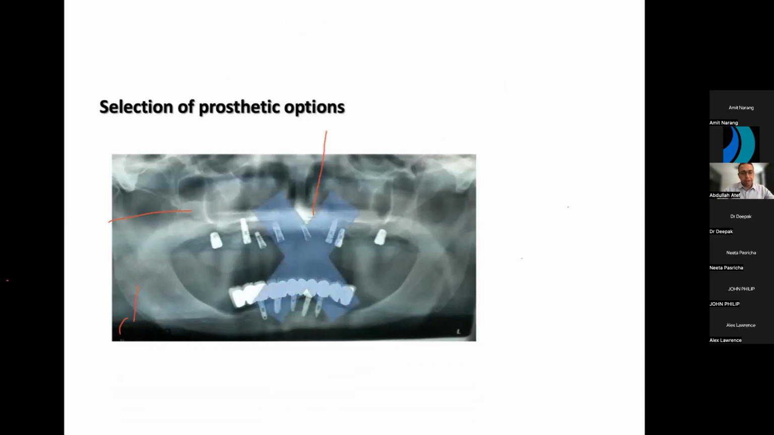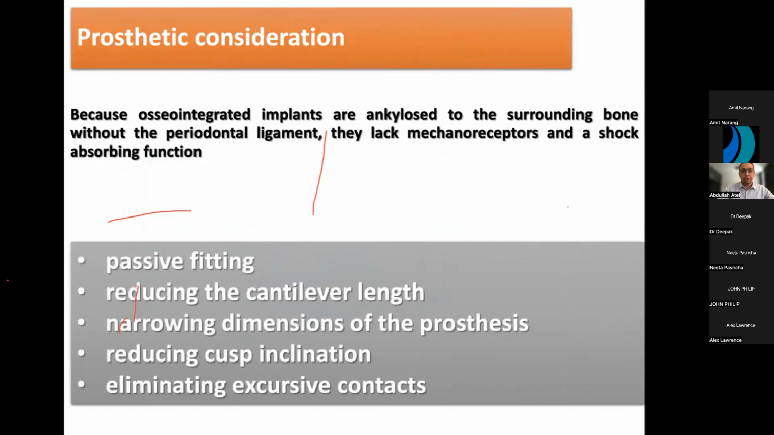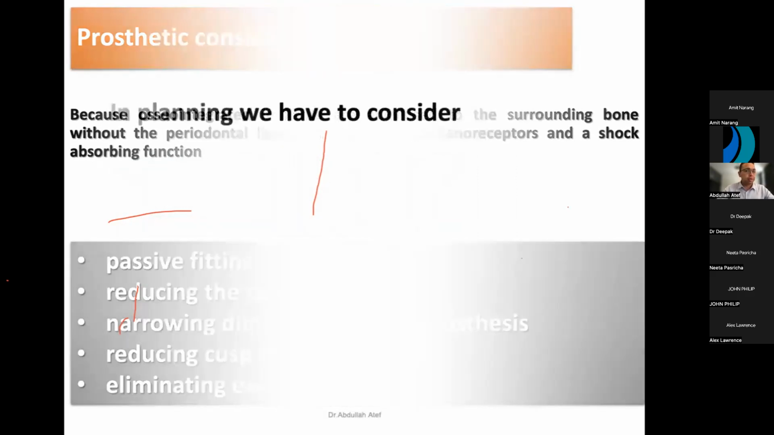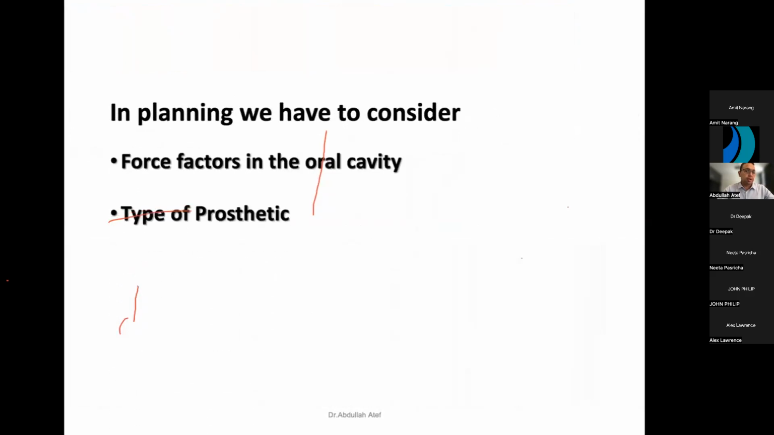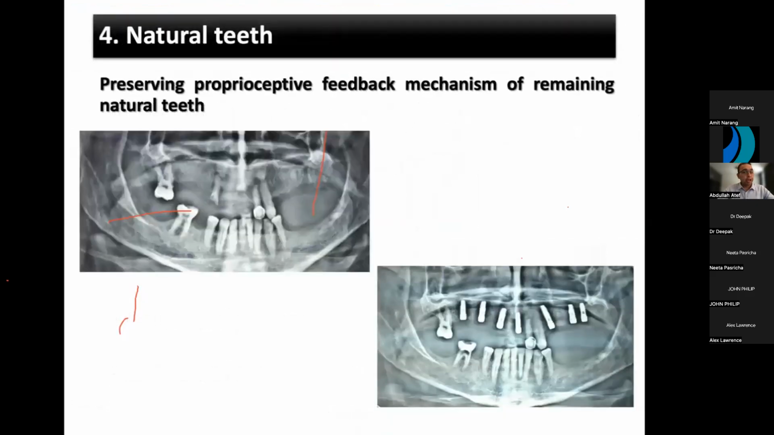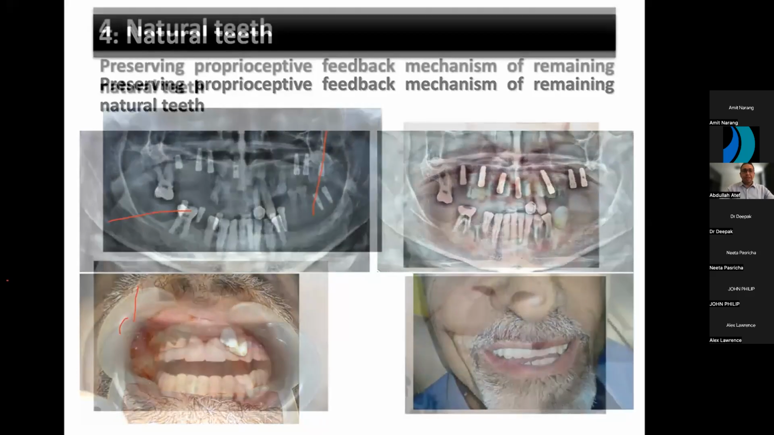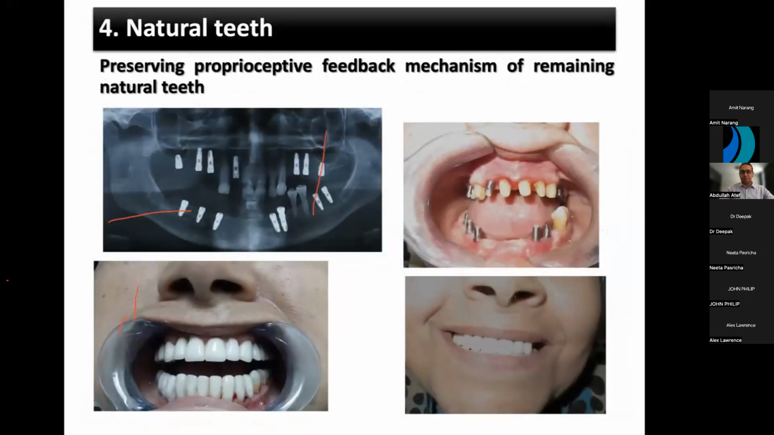So I will make a scan through different points in detail. Starting from the prosthetic considerations, to revise some points in biomechanical considerations, in consolidation of natural teeth. It is not easy to get natural teeth. Badly mutilated natural teeth, natural tooth out? No, please try to keep it. Why? Because it gives you the proprioception feedback mechanism.